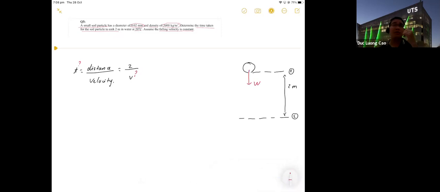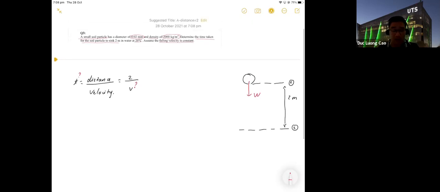Buoyancy force, do you remember buoyancy force? We studied buoyancy in fluid statics, when we have an object in water. If the particle is not moving, we have two forces, weight and buoyancy. But in this case the particle moves down, so we have the drag force from the water applied to the particle.